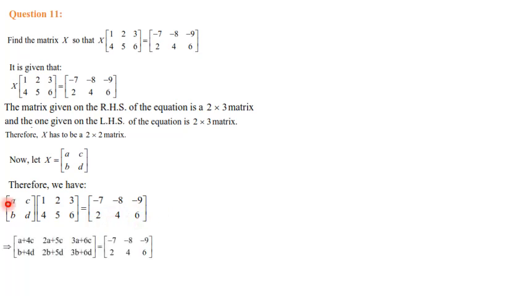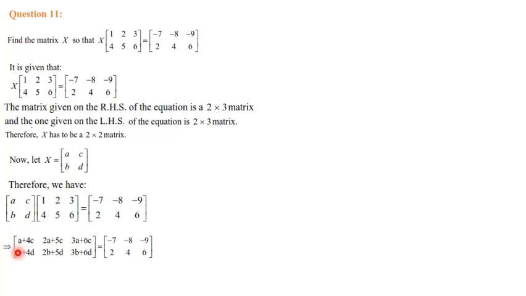As you know in matrix multiplication, first row first column, that is A into 1, that is A, then C into 4, that is 4C. First row is over. Then first row second column, that is A into 2, 2A, then C into 5, that is 5C, that is written here. Then first row third column, that is A into 3, that is 3A, 6 into C, that is 6C, that is over first row.